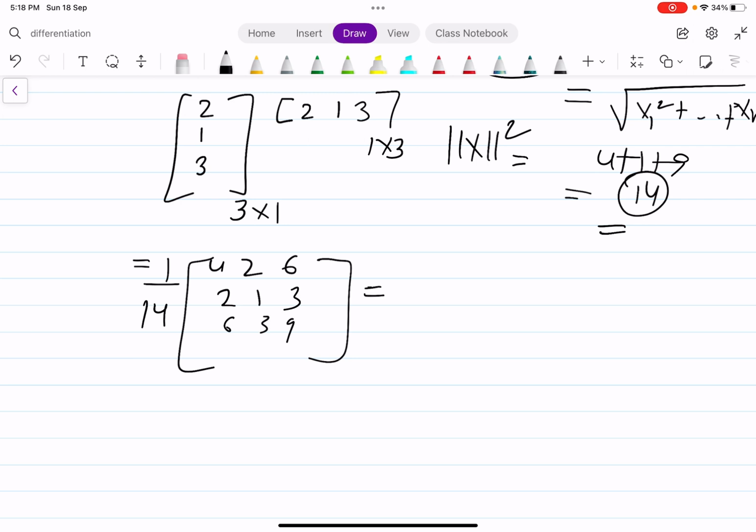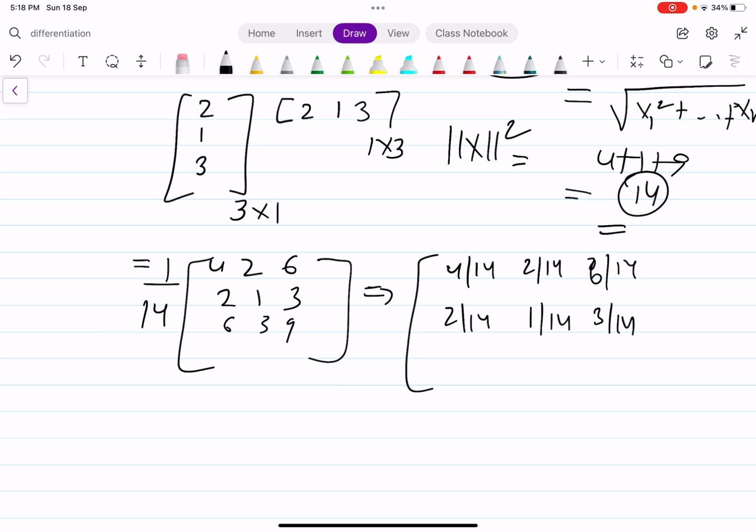Okay, so let's do that as well to just make things even clearer. So 4 by 14, 2 by 14, 6 by 14, 2 by 14, 1 by 14, 3 by 14, 9 by 14, 3 by 14, 6 by 14. So this is your projection matrix. So this is P of X.